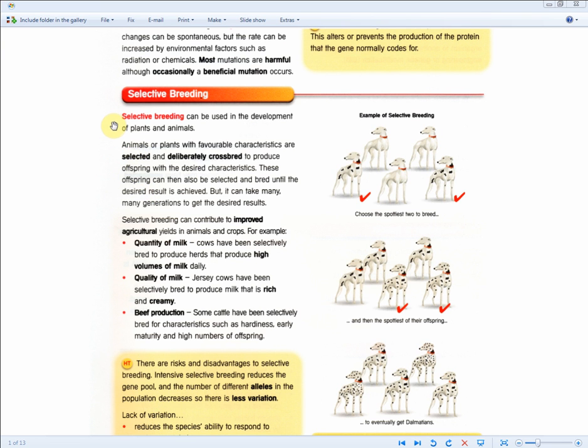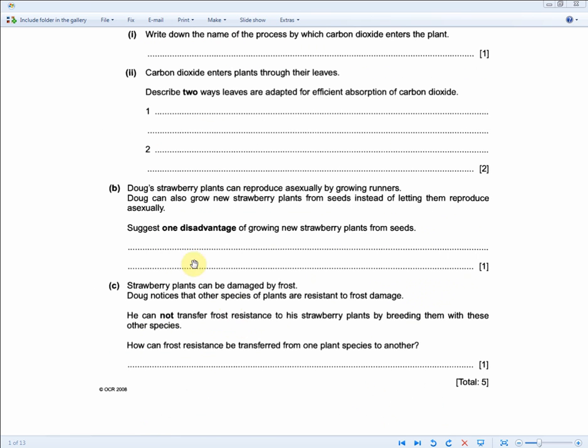So selective breeding can be used in the development of plants and animals. Animals or plants with favorable characteristics are selected and deliberately crossbred to produce offspring with the desired characteristics. So if we go to the exam question, the disadvantage of not using selective breeding, or just growing strawberry plants naturally with seeds, is that you can't control the characteristics that will come out. You can't guarantee the favorable characteristic, and that's quite a problem because if you've got 100 seeds and 50 of them turn out bad, you're going to lose money. So the disadvantage is you cannot guarantee favorable characteristics.